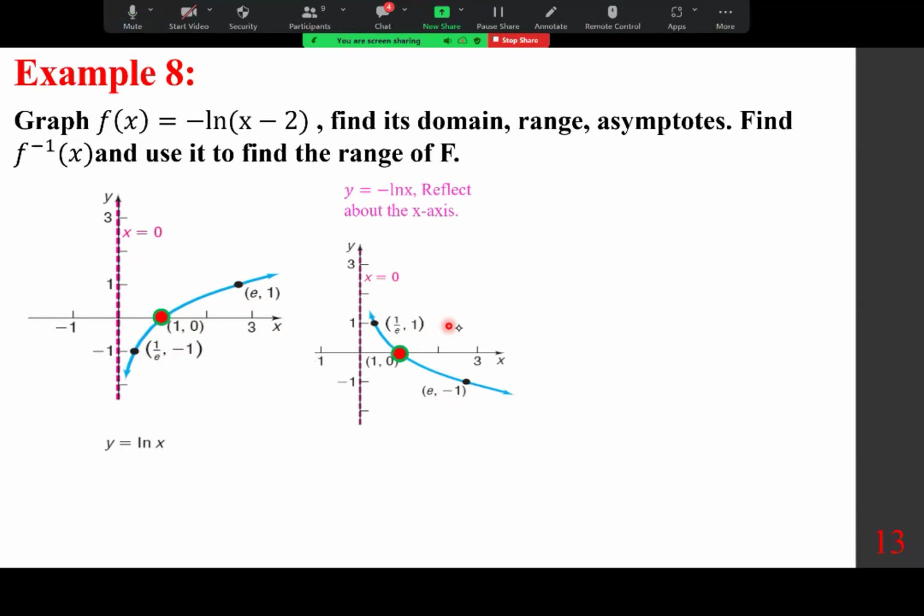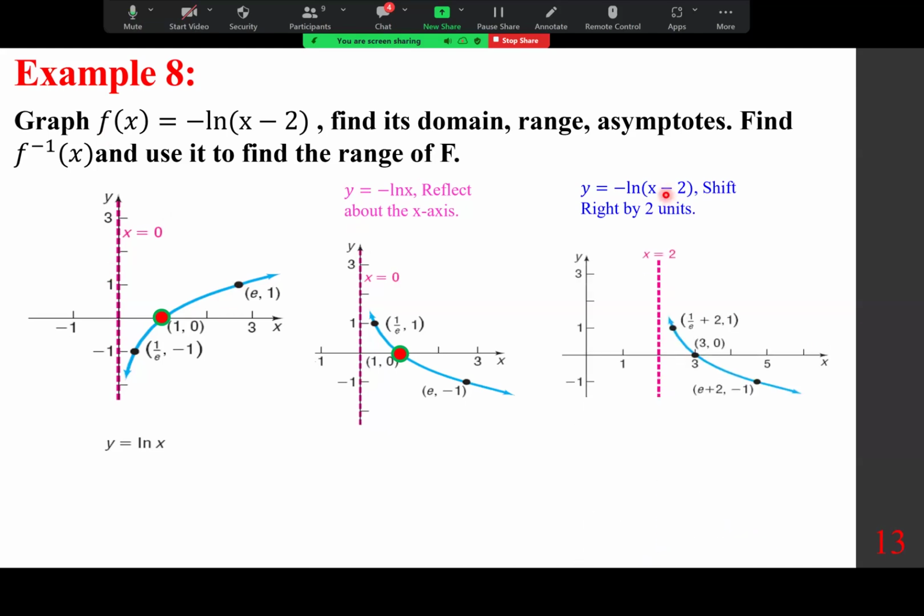the x-intercept. Finally, we are going to use this negative 2. That means we're going to shift it right by 2 units. So this thing, you're going to shift it this way. In both cases, as it is, the y-axis or x equals 0 would be the asymptote. As we shift it to the right, the asymptote becomes x equals 2. And notice what happens to this point. 1, 0 is going to move to the right, and it's going to go to 3, 0.